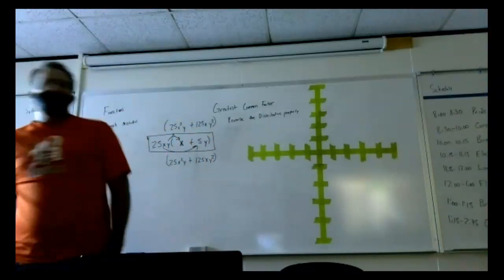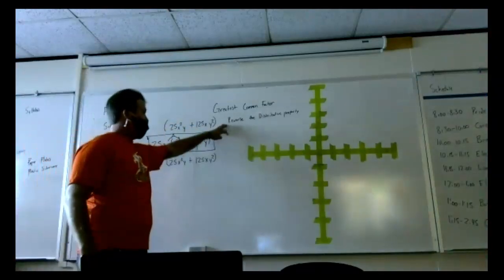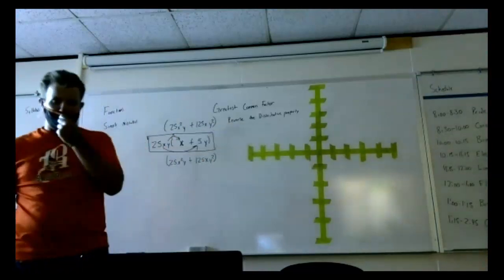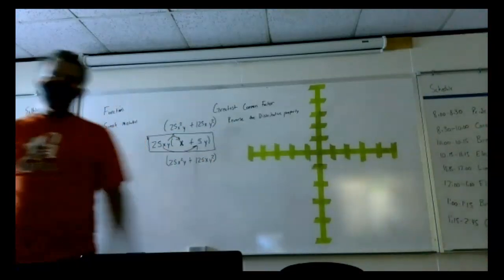Find the greatest common factor and reverse the distributive property. So in other words, you're dividing.